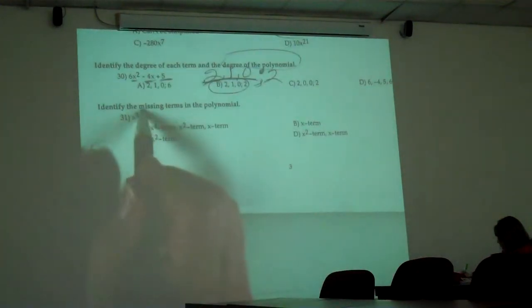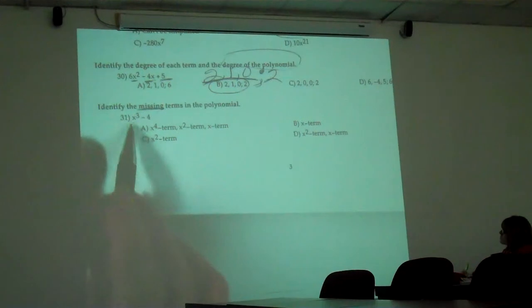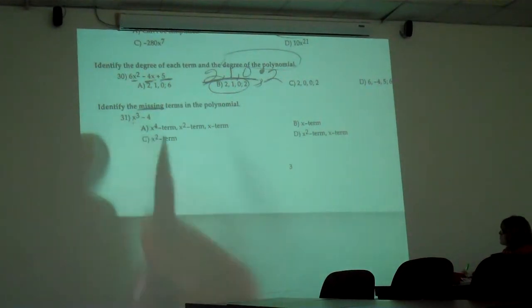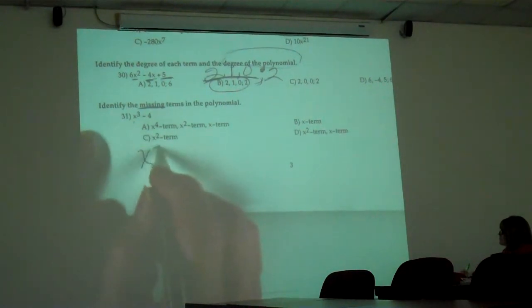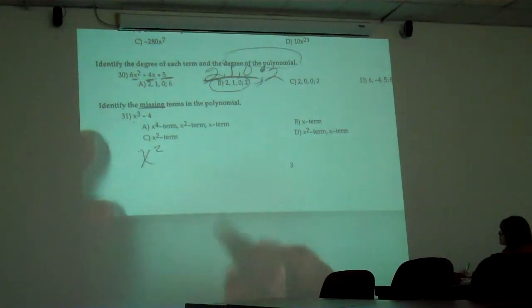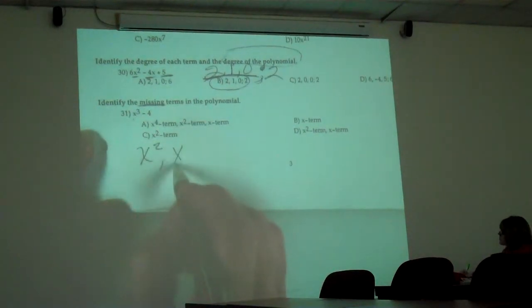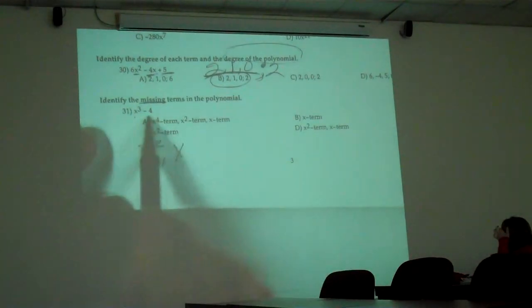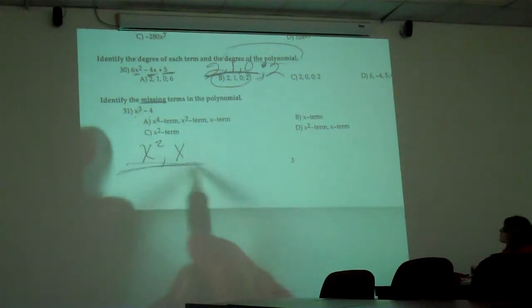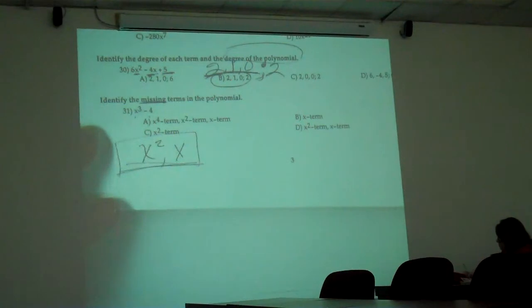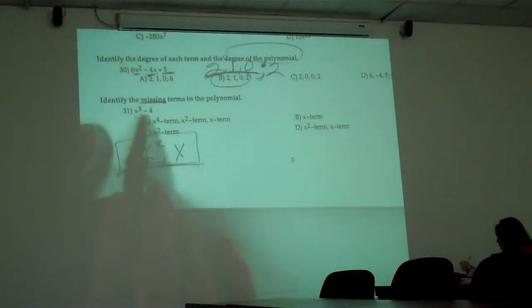Identify the missing terms. Okay, you have an x to the third power. You don't have an x to the squared power, which is the second power. You don't have an x term. You do have an x to the 0 power. So these are the 2 missing terms, the 2 that would be in between there.